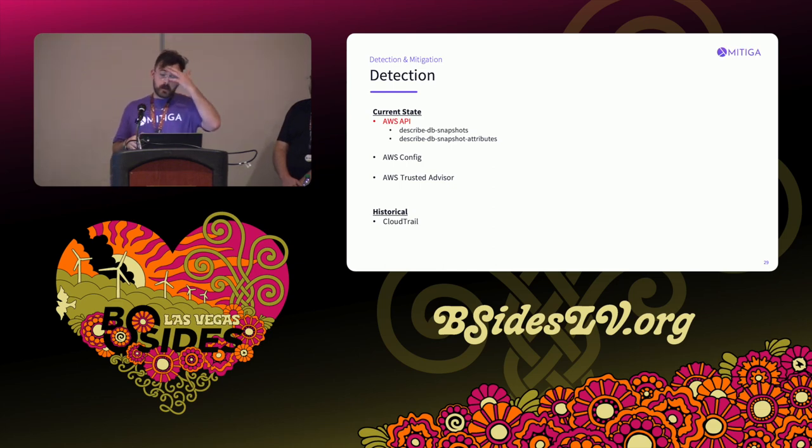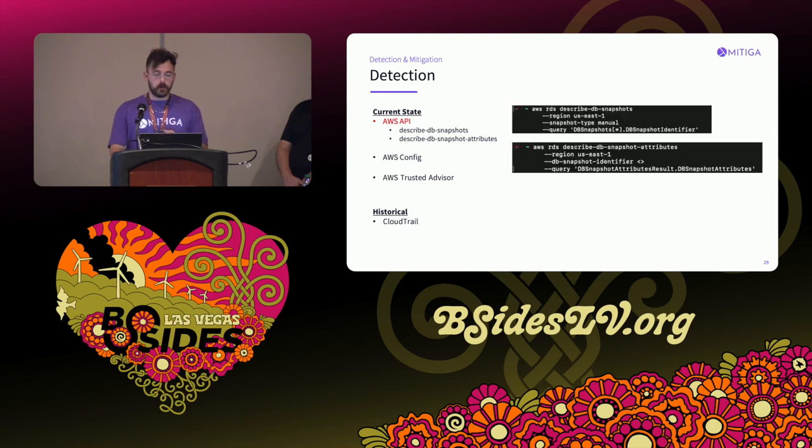So first of all, you can use the AWS API. Like the attacker did, what you can do is use two API calls. The first one is describe DB snapshots, and the second one is describe DB snapshot attributes. Here you can see an example. What you need to do is describe all the DB snapshots in your organization of type manual, because you want to see only the ones that are not automatic snapshots, and query for the DB snapshot identifier, which is a unique identifier for each snapshot. Later on, you take this list of DB snapshot identifiers and input it to the next call, which is describe DB snapshot attributes, and you will get all the attributes of all the DB snapshots in your environment. There you will be able to see if the DB snapshot is publicly available.